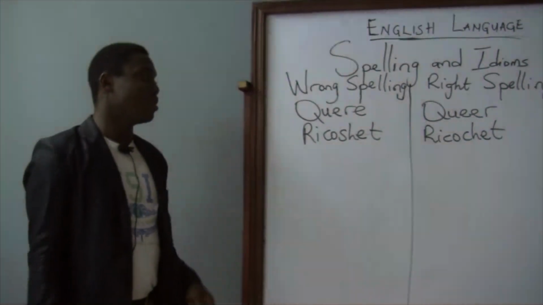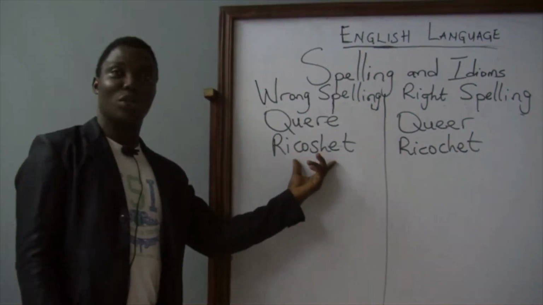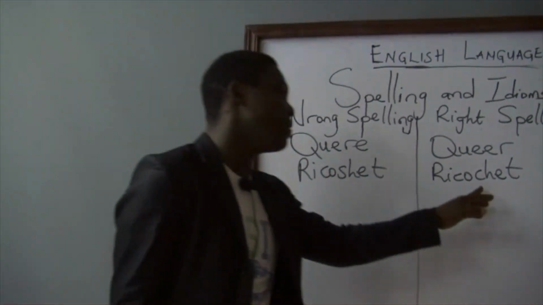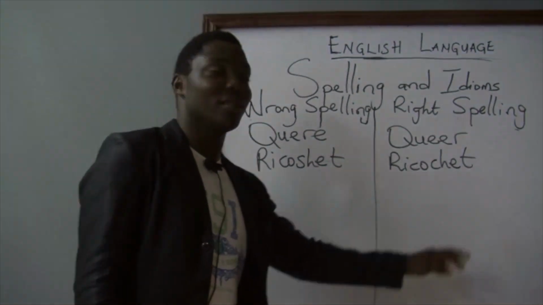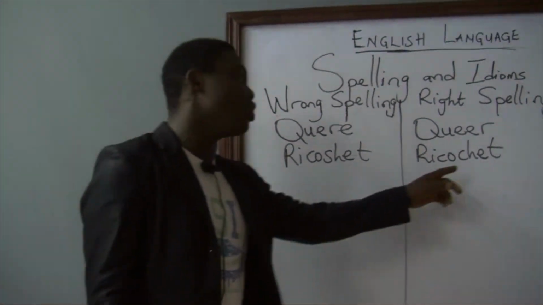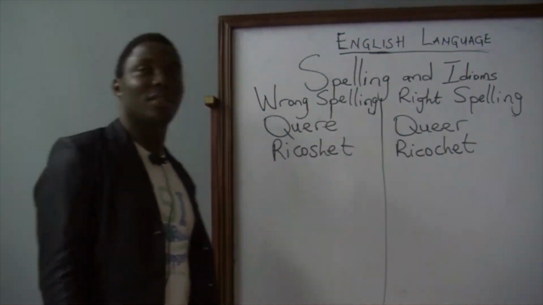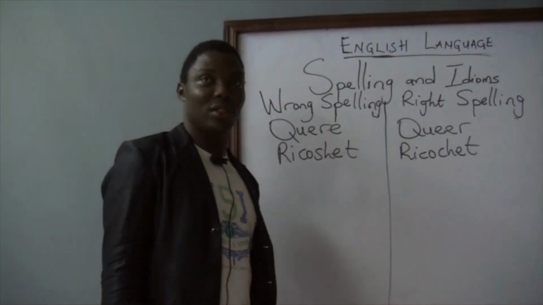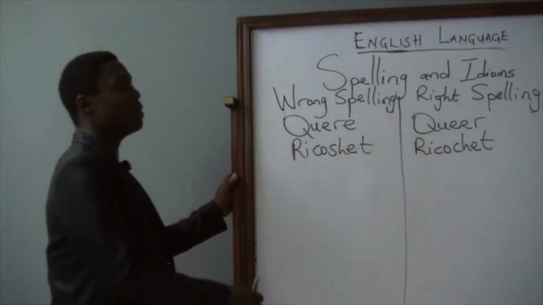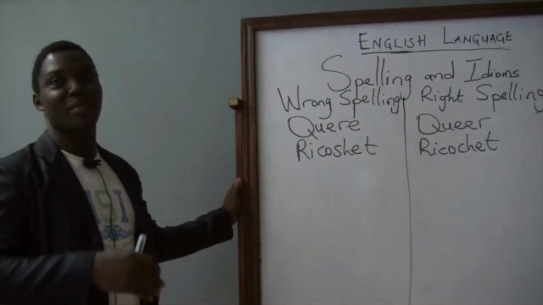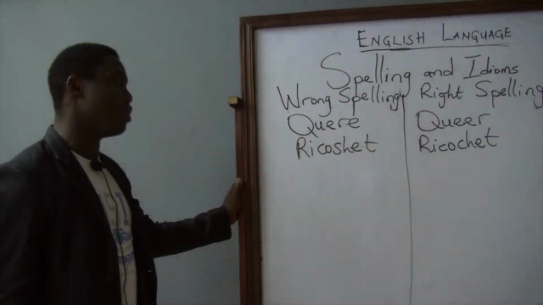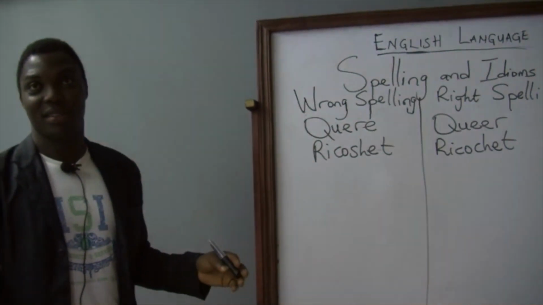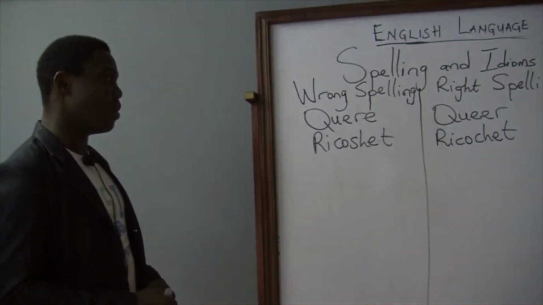Alright? We are considering the spelling of the word ricochet. This is the wrong spelling, and this is the right spelling, ricochet. We pronounce it as ricochet with the sound T silent because of its origin, which is French. And so, it should be pronounced as ricochet, just like ballet, Malay, and so on. So, ricochet simply means rebound, echo, and so on.